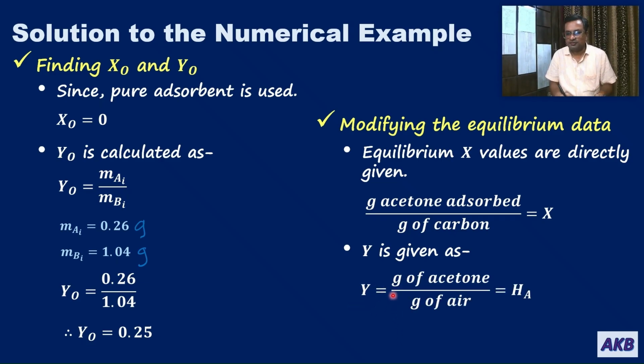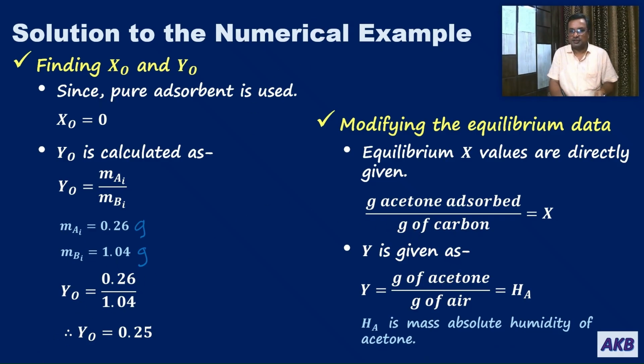So capital Y is defined as gram of acetone per gram of air, and this is nothing but the mass absolute humidity, mass of acetone divided by mass of air. I am going to denote it as HA. So in this case, Y, which is defined as gram of acetone per gram of air, is nothing but the mass absolute humidity of acetone. So this is HA. Now HA is the mass absolute humidity, as I told you, the mass absolute humidity of acetone.